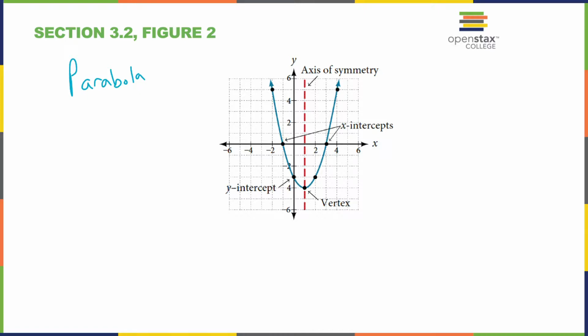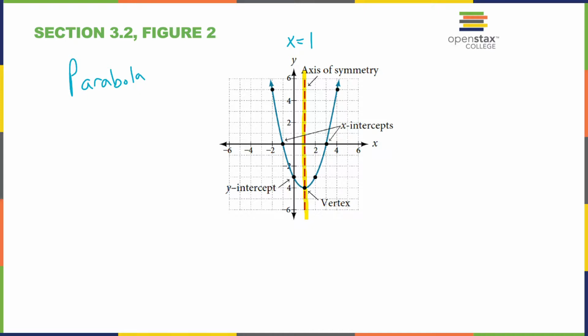Now, directly between the x-intercepts and intersecting the vertex is what we have called the axis of symmetry. And this is going to cut our parabola in half. It is going to be a vertical line, and therefore it's going to be written as x equals a number. In this case, we'd have x equals 1 because it goes through where x equals 1 at every point.